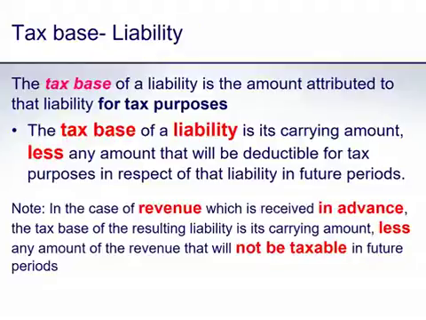In this case, it's important that we remember that the tax base of the liability is always assessed with reference to the carrying amount. So there's a bit of a calculation that has to be done when one is trying to calculate the tax base of a liability. It's always the carrying amount of the liability less any future deductions available in future periods. If the liability arises because of revenue that has been received in advance, the resulting liability's tax base will similarly be the carrying amount less any amount of revenue that will not be taxable in future periods. Let's see if we understand this with a couple of examples.